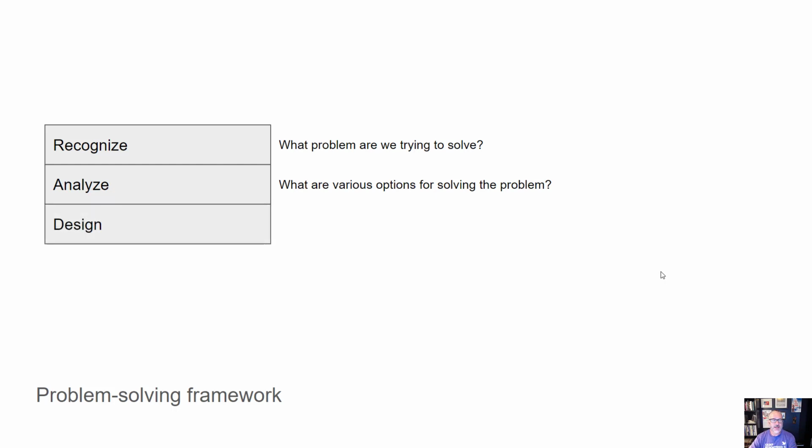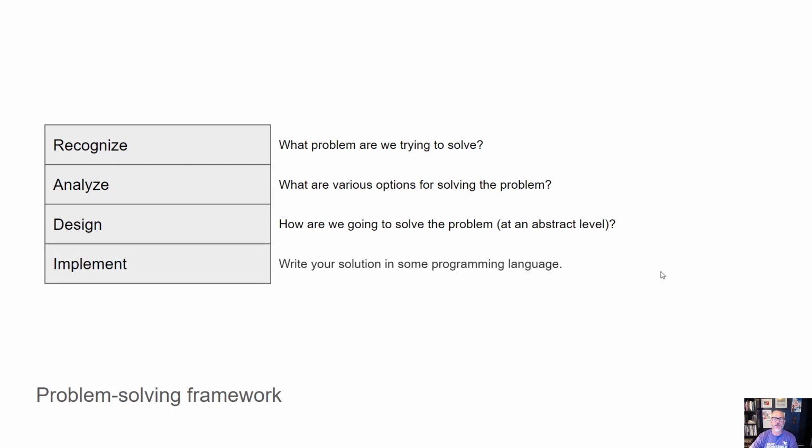Then we'd have our design step. Now we're going to think about, when we've settled on the tools, so to speak, or the different options that we're going to use, now we're going to solve it. We're going to figure out the steps that we're going to use to solve the problem at an abstract or high level. Then our next phase will be implement.